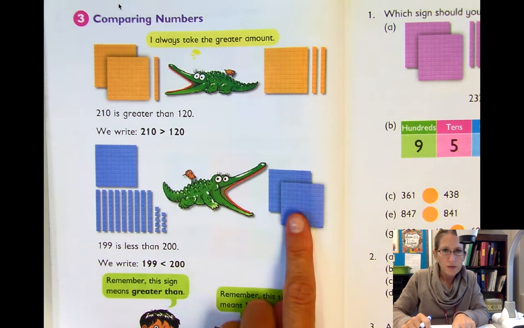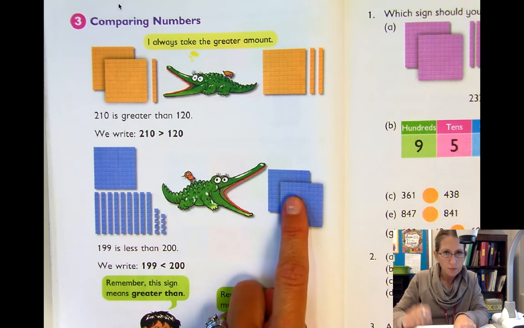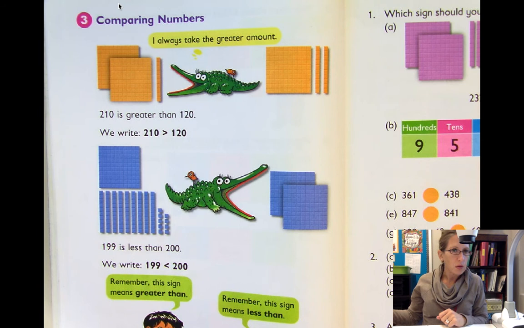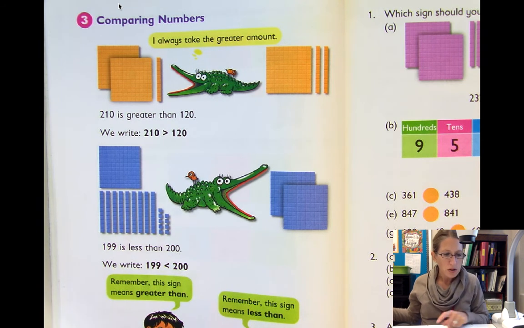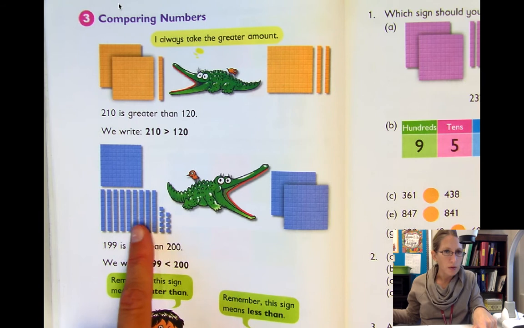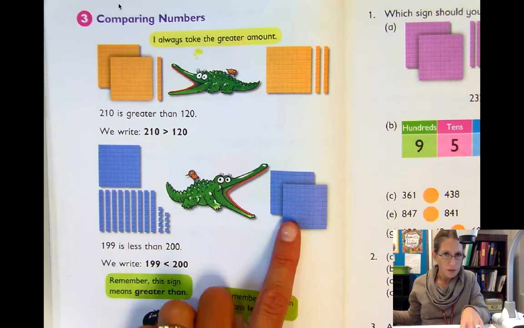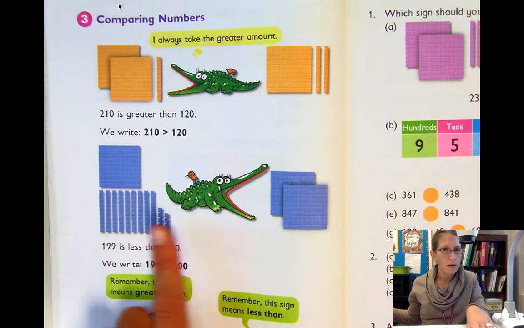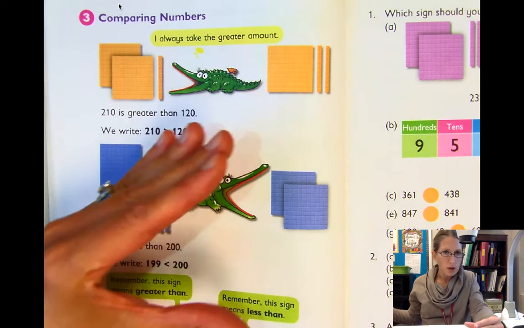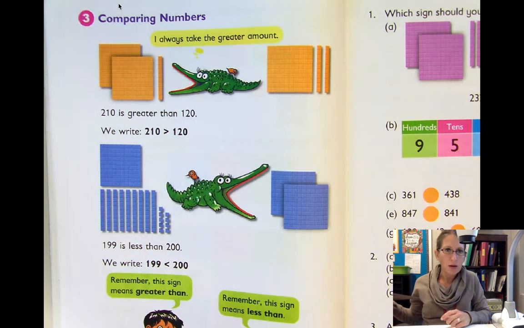And then over here on this side, we have the number 200. And you can see there that the creature wants to eat the bigger number, the greater amount. So we know that this number is less than this number. And we can say this number is greater than this number. So you can see the creature wants to eat the bigger number.